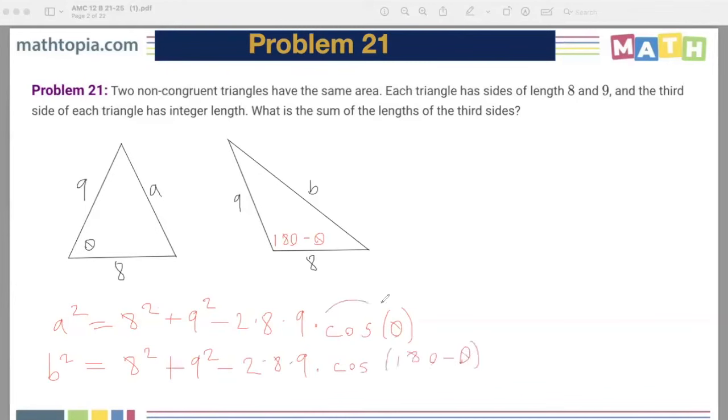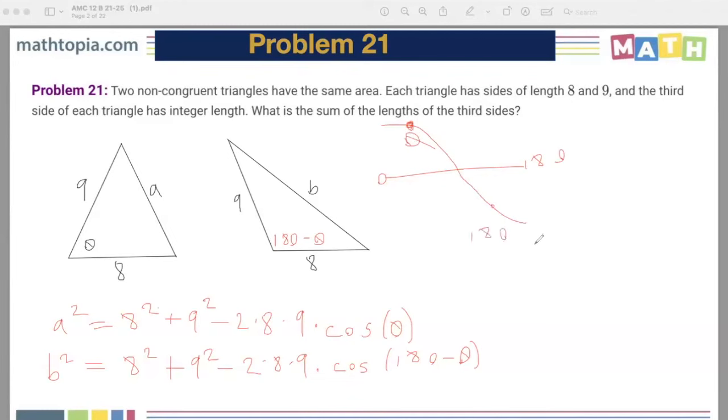And now we can think, what is the relationship between cosine of theta and cosine of 180 minus theta? Well, it's very similar to the sine relationship where they're equal, except instead of being equal, they're actually going to be inverses, right? So if we think about what the cosine function looks like from 0 to 180, it looks like this. So it goes down, it flips. It flips directions.